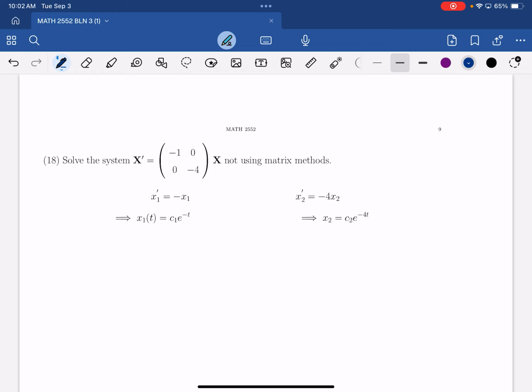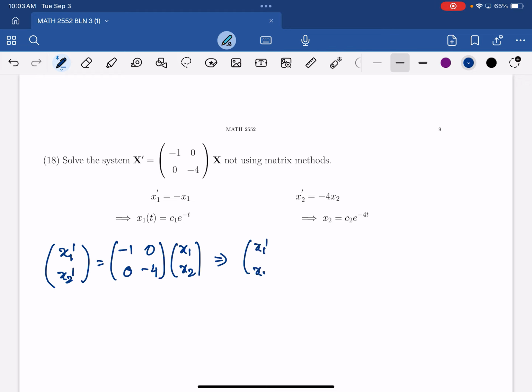If you look at it, then I have x1 prime, x2 prime equals the matrix negative 1, 0, 0, negative 4 times x1 and x2. So that really gives me x1 prime, x2 prime equals negative x1, negative 4x2. Do you agree with me on that? Yes or no? This gives me x1 prime equals negative x1 and x2 prime equals negative 4x2. Do you agree with me on that?